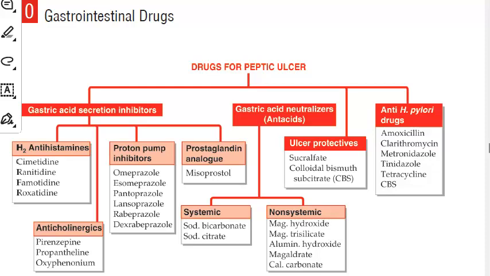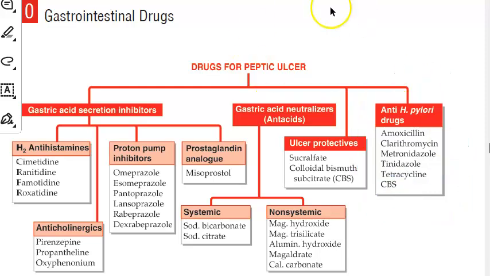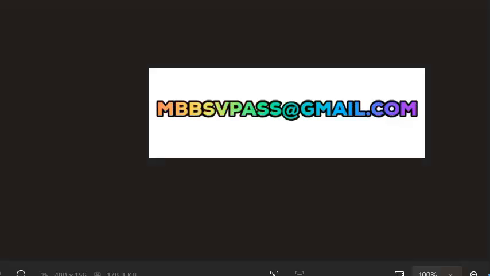Then if the acidity is also triggered by the bacteria in the stomach, that is because of the H. pylori bacteria, then you will give anti-H. pylori treatment. Definitely you would have heard of azithromycin, clarithromycin, metronidazole, tinidazole, tetracycline, and CBS is what? Colloidal bismuth subcitrate. So other things also we have told you which are there in this classification, competitors for your PPI. That's all, guys. Hope you will get 3 marks. Bye bye.